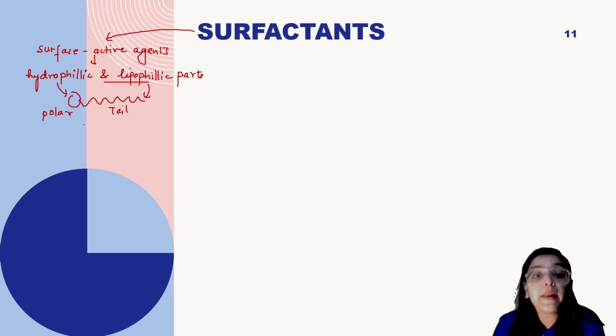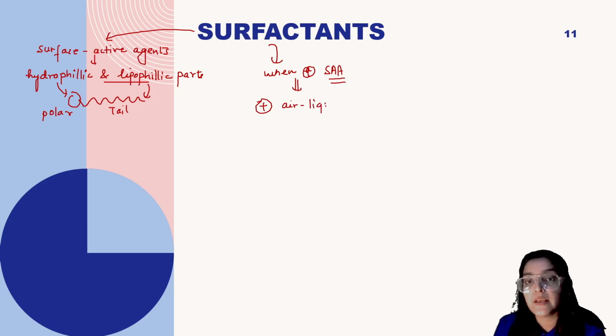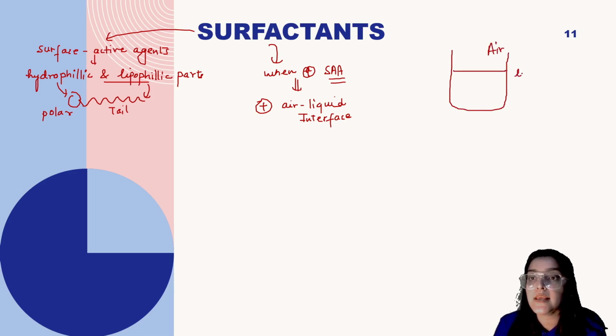Okay students, so what happens when a surface active agent is added? You must understand, when we add the surface active agent, I am marking it with SA, to the air liquid interface, how do we represent this interface? I am just drawing it right here. This is the air portion and this is the liquid portion.